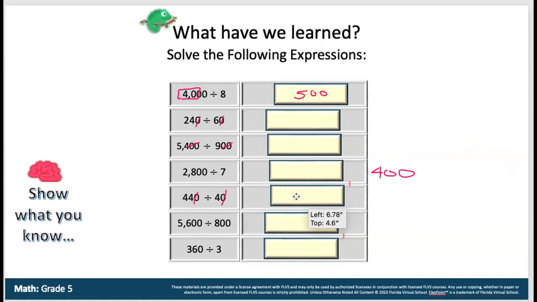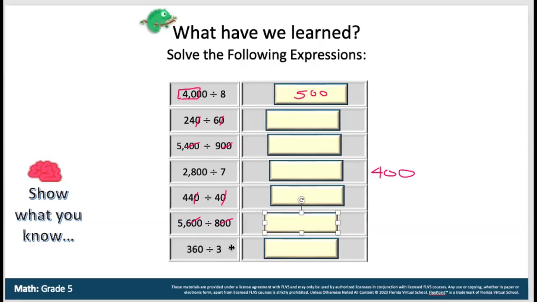Okay, yeah. Okay, 5,600 divided by 800. Okay, there's 2 zeros, so I'm just going to cross off those 2 zeros. Done. Done. Okay, 56 divided by 8. Well, I know 8 times 7 is 56. Heck yeah. Okay, finally, I have my last one.